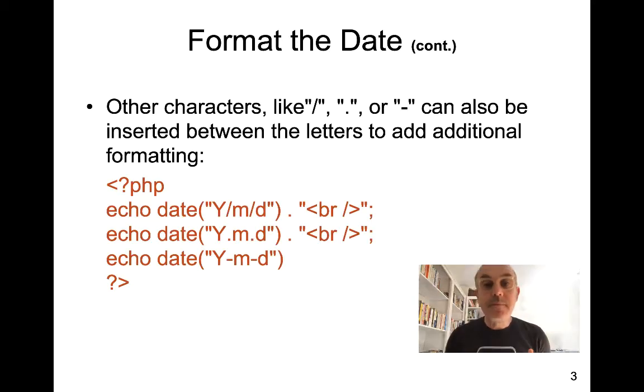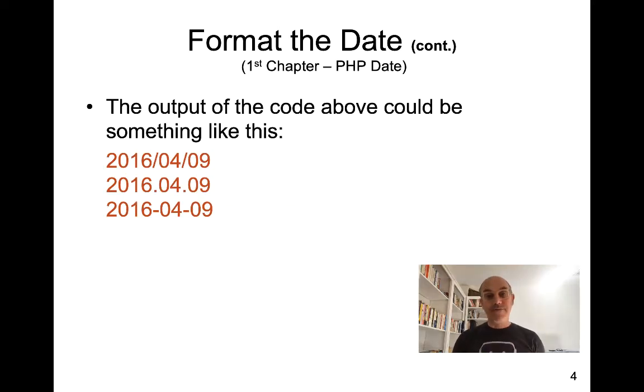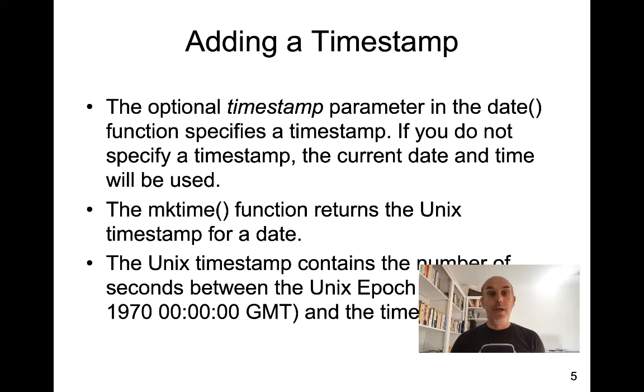So, other characters. First of all, how do we set up a date in PHP? So, echo date, and we can say year, month, and date, and we will do that. By doing that, we can have an option of separating by slash, by dot, or by dash. It's up to you to decide what works best for you. So this is a simple example of the power of PHP.